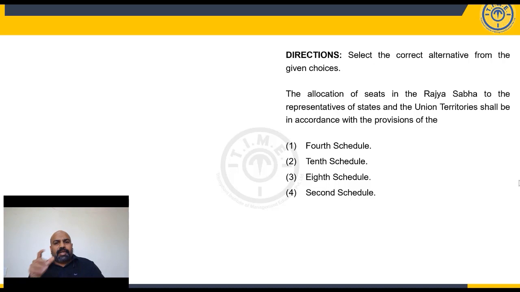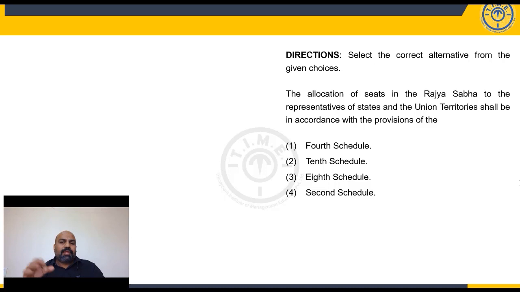Then the 11th schedule talks of the Panchayati Raj system, the 73rd amendment. Panchayati Raj is a three-tier system, tier means level. So there are three levels here: a village Gram Sabha at the village level, Mandal or Block Samiti, and then Jilla Parishad. So a number of Gram Sabhas make one Mandal or block, and all the blocks make one Jilla Parishad.